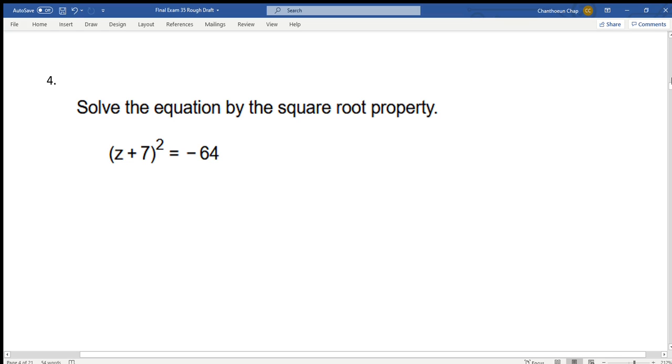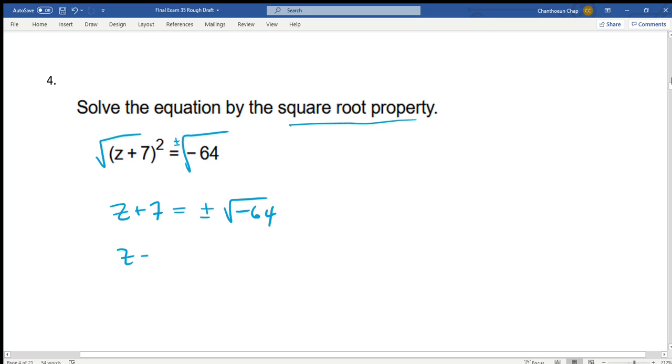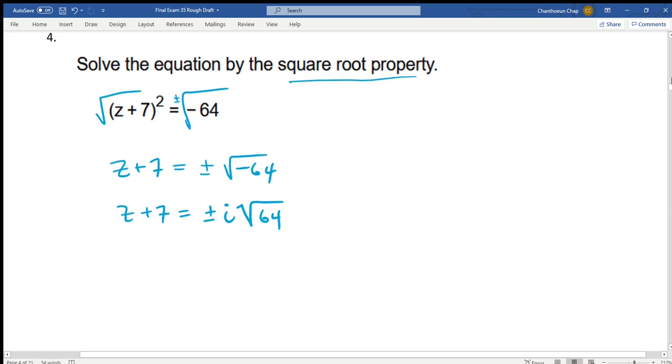Question 4. Solve the equation by the square root property. This means I'm going to take the square root of both sides, but don't forget when you do that you have to include a plus or minus. On the left side, it just simplifies to z plus 7 because that square term cancels out with the square root. And so we have plus or minus the square root of negative 64. Recall we can extract the square root of negative 1 out to the front. This is equivalent to plus or minus i times the square root of 64. And we can simplify the square root of 64. That's just 8. So we have z plus 7 equals plus or minus 8i.